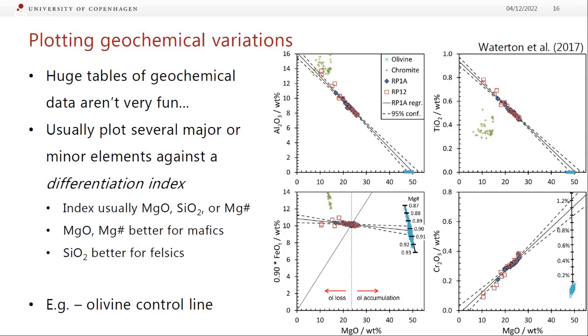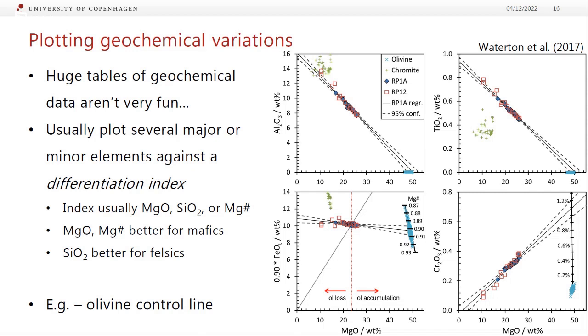Magnesium oxide or this Mg number are generally better for mafic rocks, and silica is better for felsic rocks. I'll talk a bit about why in a sec. I've put up an example here of some really, really nicely well-behaved geochemical variation diagrams. So this is not usually the case.